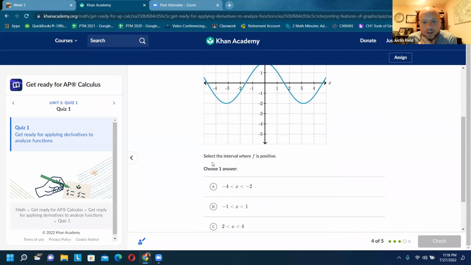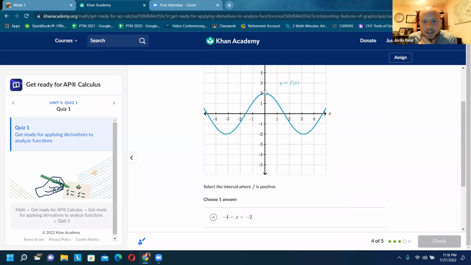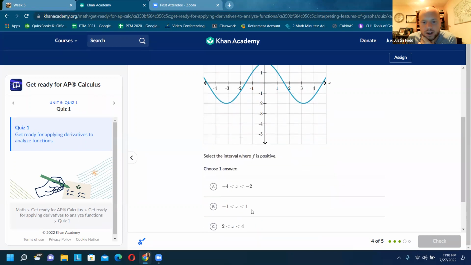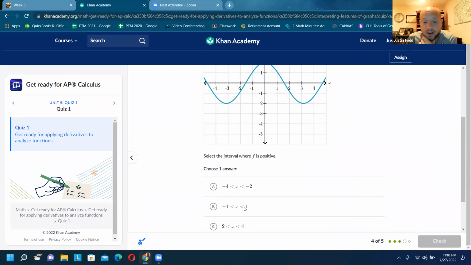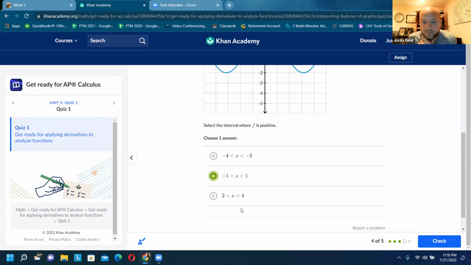Quartic, degree 4. Where is it positive? It's positive right here and also at the ends. -4 to -2, no, it's negative down there. -1 to 1, yes, it's above the graph. How about 2 to 4? No.